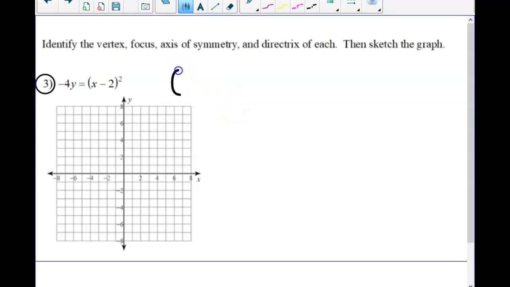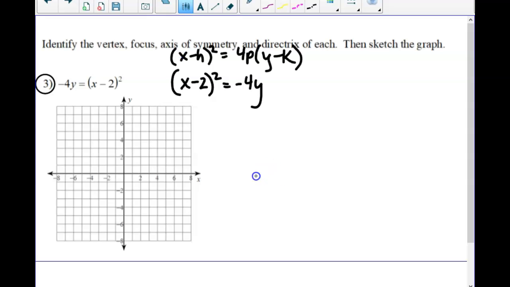Yes, it's backwards. So if you want to rewrite this as x minus 2 squared equals negative 4y, so that matches up with your reference sheet, x minus h squared equals 4p times y minus k. They just flip-flop the sides. No big deal, right? 2 is equal to 3 would mean 3 is equal to 2. Oh, wait, that doesn't work. Anyway, we can flip-flop the sides. Okay.